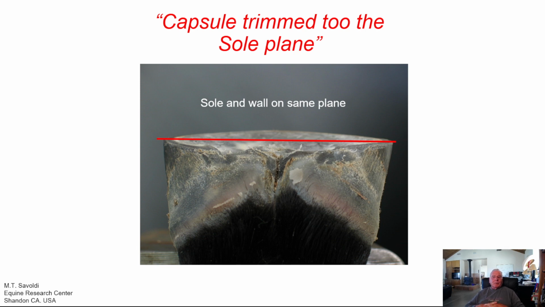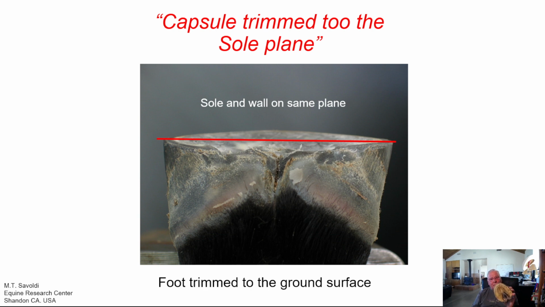Capsule trimmed to the sole plane. And so now we can see that the sole and the wall are on the same plane. Foot trimmed to the ground surface. So now we know how this horse is standing on the ground. This foot has been trimmed to the sole plane. There's no length of wall beyond the sole plane.